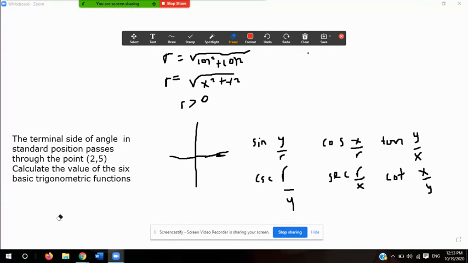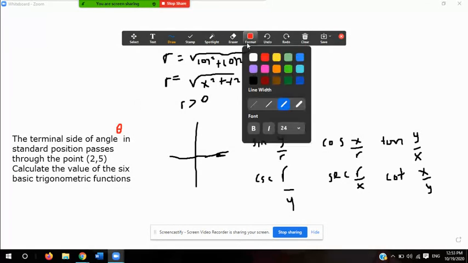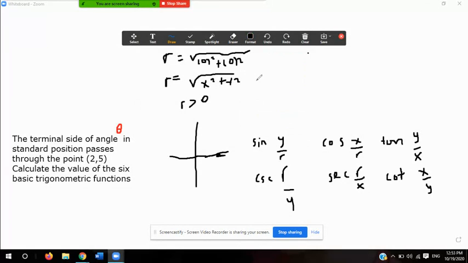Now the problem in example 1 says: the terminal side of angle Z in standard position passes through the point (2, 5). Calculate the value of all six trigonometric functions. So (2, 5) means that x is going to be 2.